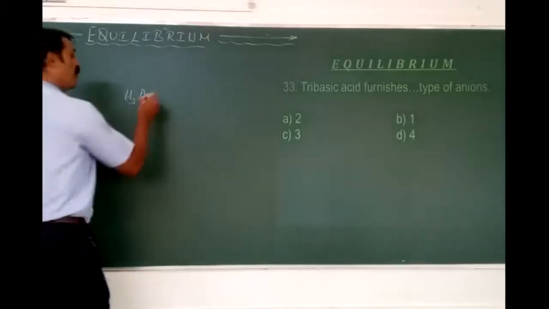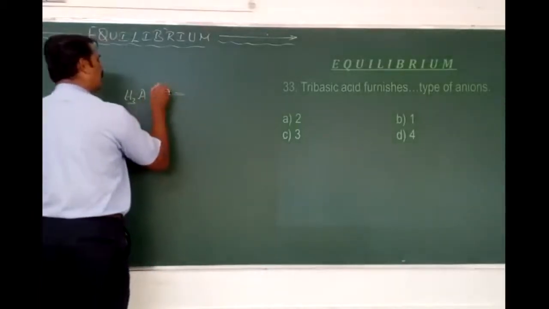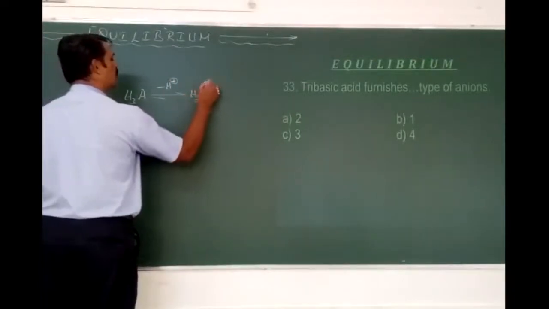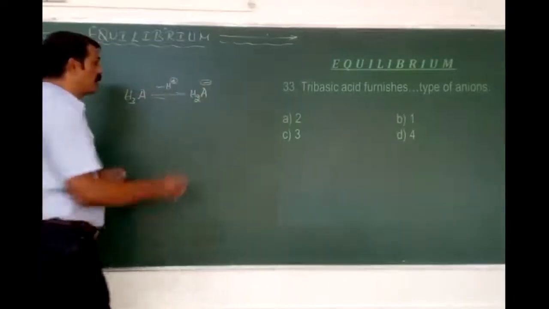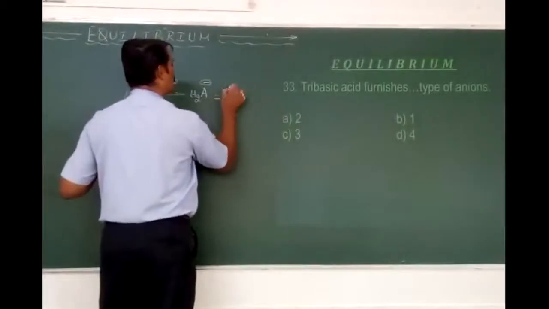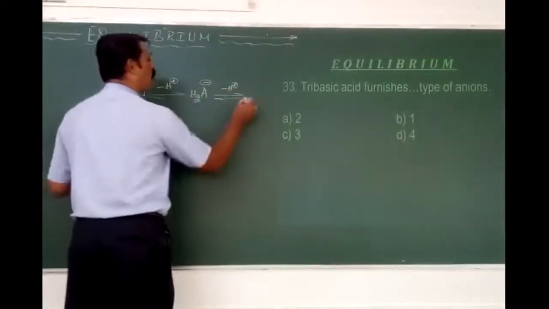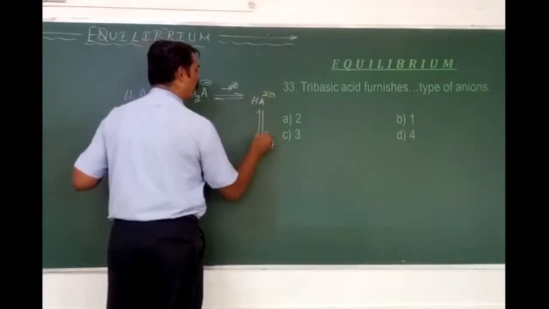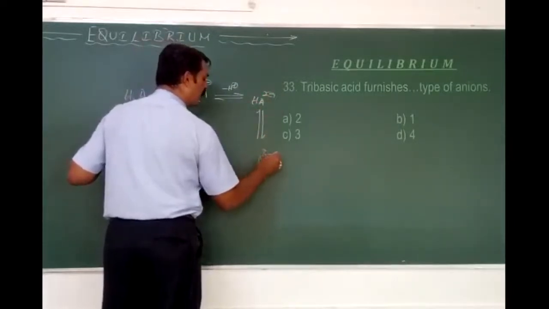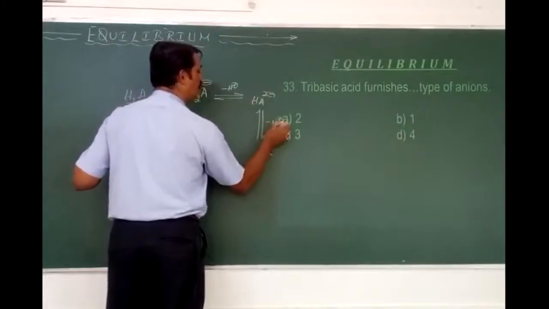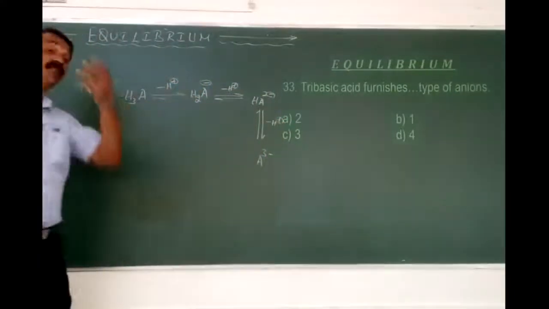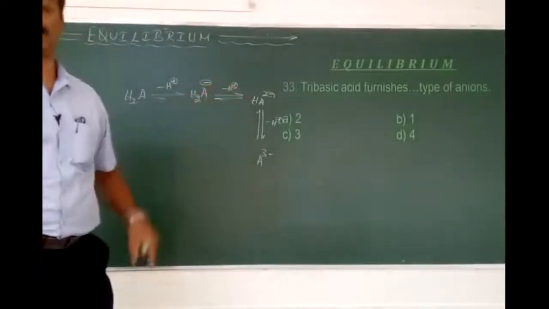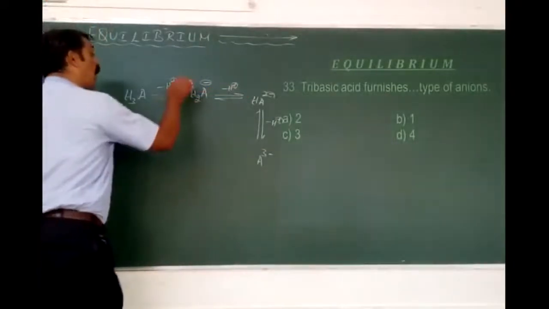First, it ionizes by the loss of a proton to form H2A minus. Still, it further loses another proton to form HA2 minus. This further forms A3 minus by the loss of another proton. How many protons are lost here? 3. It contains 3 replaceable H plus ions. Therefore, it is called a tribasic acid.